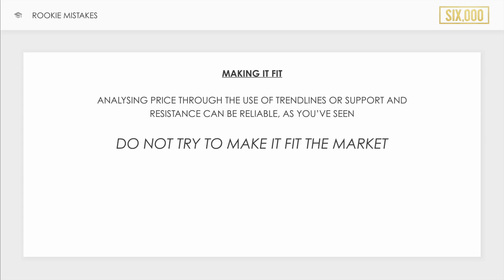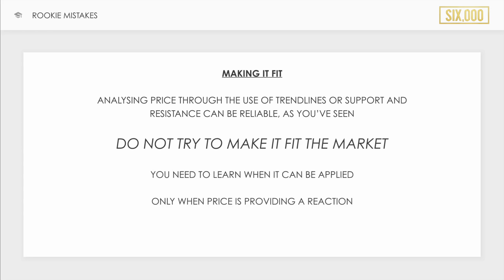I see this all the time when people draw in trend lines where it's not even relevant, where price isn't even reacting with the level that they're drawing it in. Or they draw in a price channel, but the levels are not parallel, but they try to make it fit. So you need to learn when it can be applied. And simply, if there is one thing to take away from today, only draw them in when price is providing a reaction.